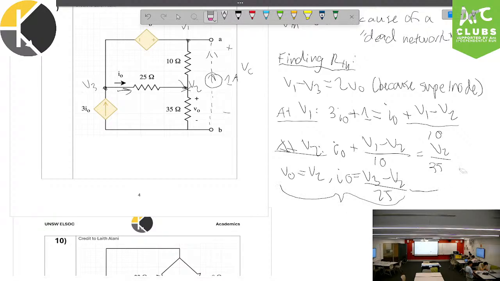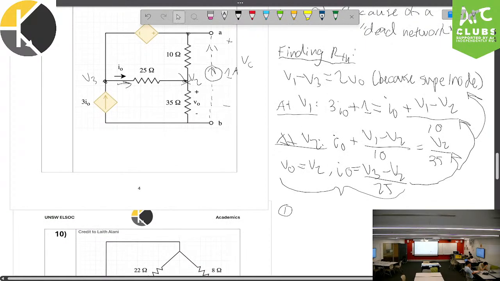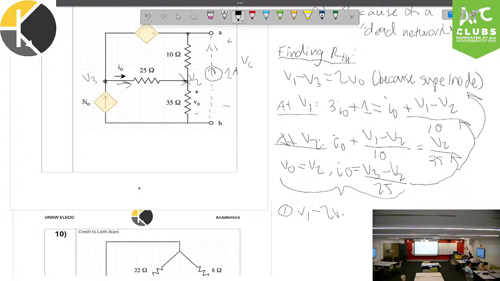Now we substitute all of these in, these 2 values into this one, and into that, and also into this. We can get 3 equations. So for the first, I've just simplified it a bit: V1 minus V2 minus V3 is equal to 0.